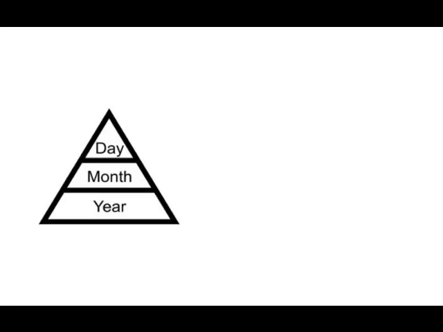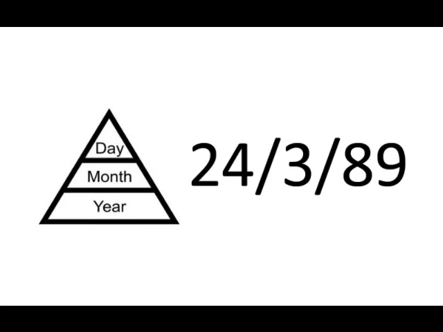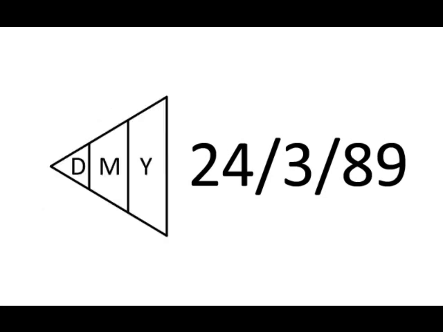Now, the first thing you might want to notice is that while the triangle suggests that the date is written vertically, it's actually written horizontally. This means we should rotate the triangle so it looks like this. Nevertheless, advocates of day, month, year will point out that it still goes in logical ascending order.